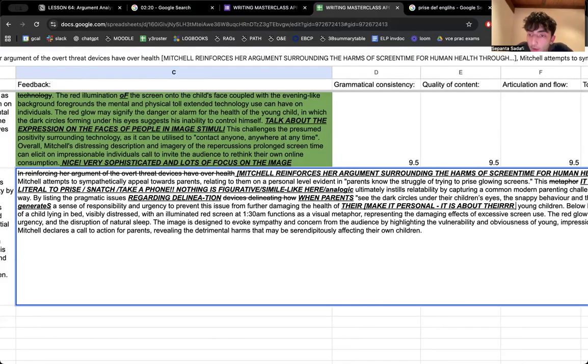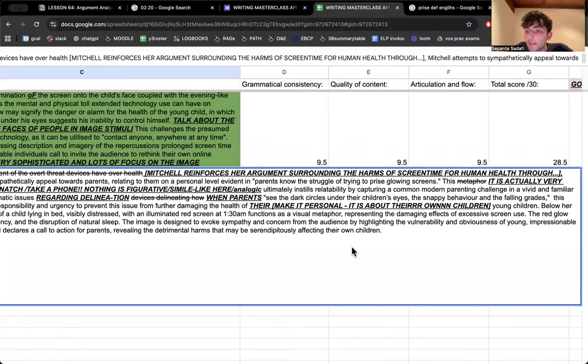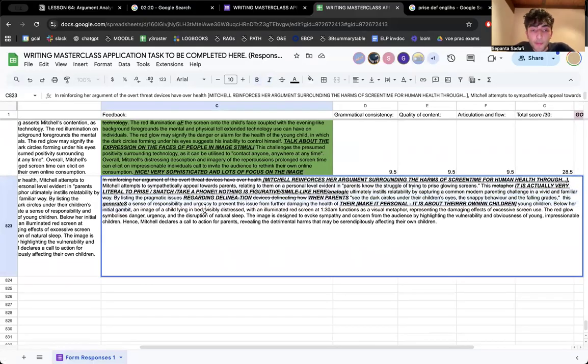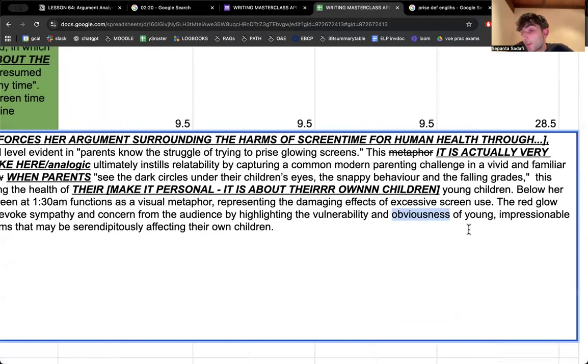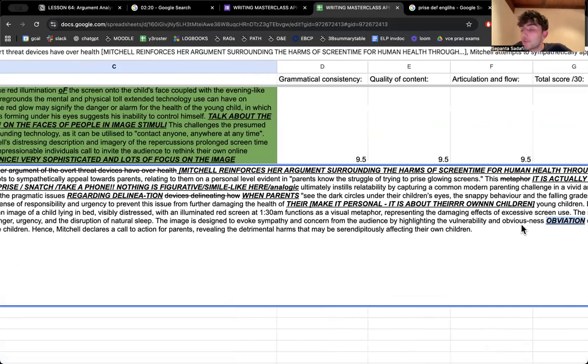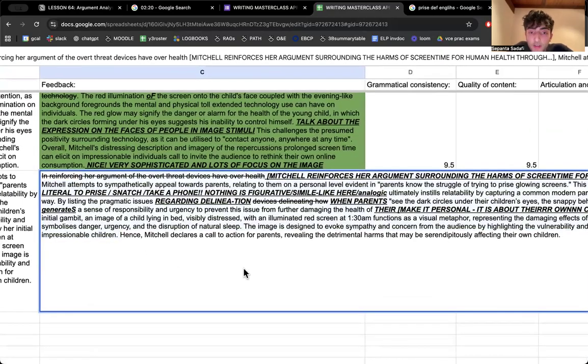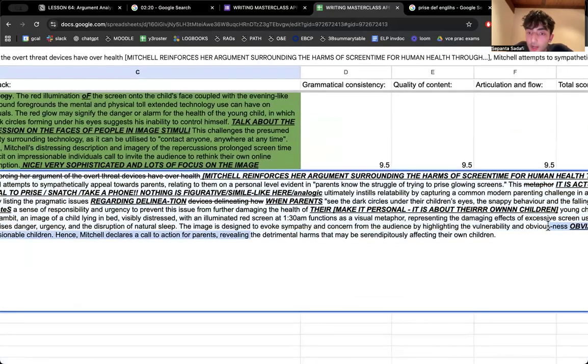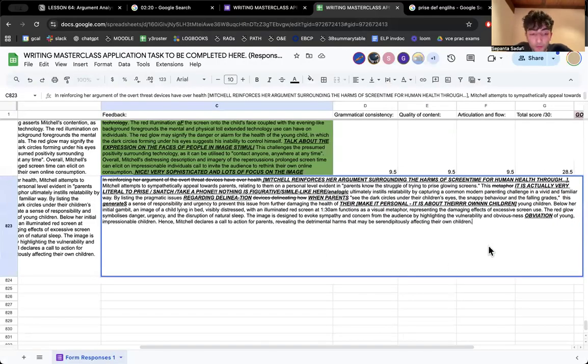It is about their own children as well, more than anything, to be honest. Below her initial gambit, image of a child lying in bed, visibly distressed, illuminating a red screen, visual metaphor, damaging effects, red glow, danger, urgency, disruption, evoke sympathy, concern, vulnerability, obviousness. Again, that's not bad. That's a nominalization. Anything that ends with ness is also a nominalization. But you could have said obviation. Obviation is also very strong, right? Hence, Mitchell declares a call to action for parents, revealing detrimental harms that may be serendipitously affecting their own children.